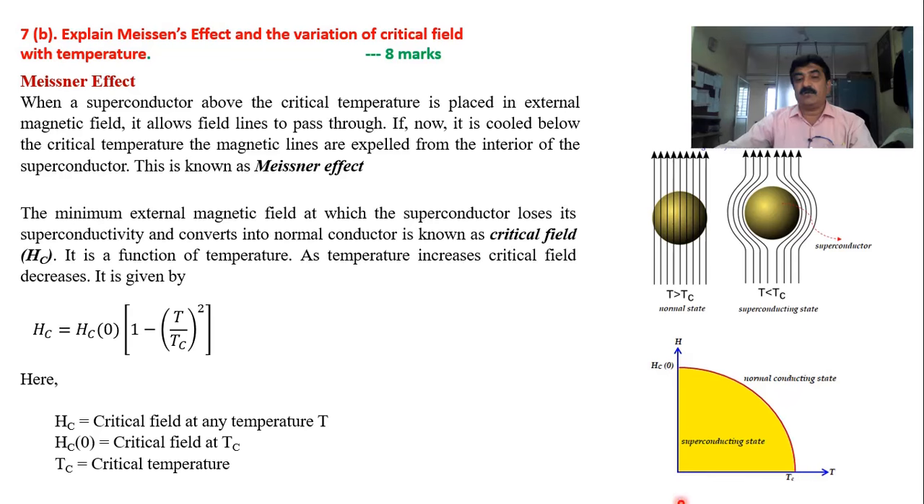H is taken along the y-axis, T is taken along the x-axis. When temperature is 0, H is maximum, that is Hc naught. So Hc naught is the critical field at 0 Kelvin. This graph is very important. This yellow region represents the superconducting state and this region represents the normal conducting state.